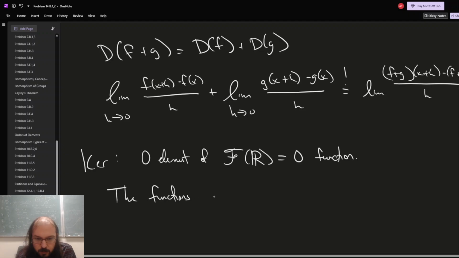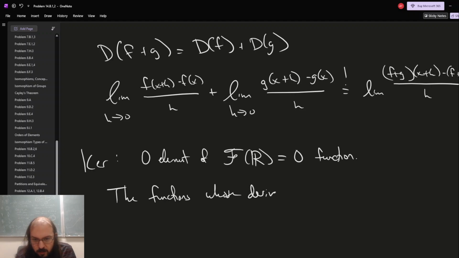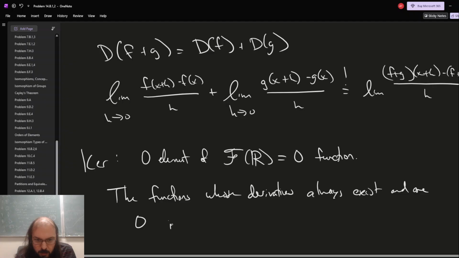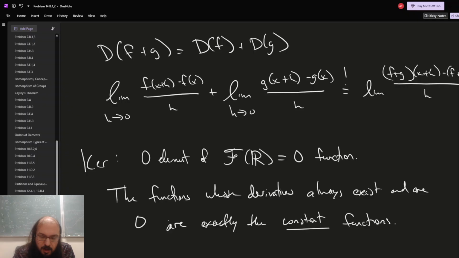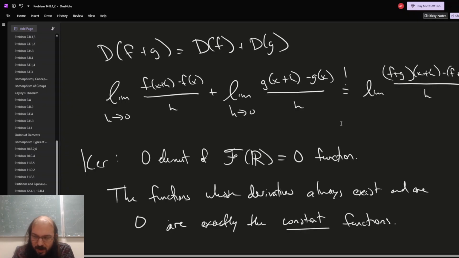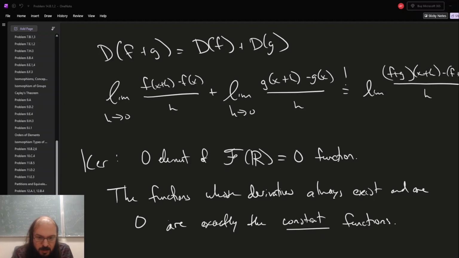the functions whose derivatives always exist and are zero are exactly the constant functions. And I'll let you guys dust off why that may be the case. Not a very difficult proof, but the calculus is a little bit outside our domain of abstract algebra here. And I think this is getting long enough for a practice problem video. Just the goal of identifying kernels of interesting homomorphisms. Hopefully we've done that here.